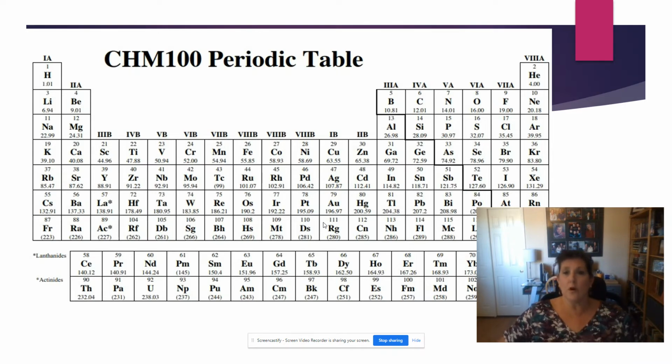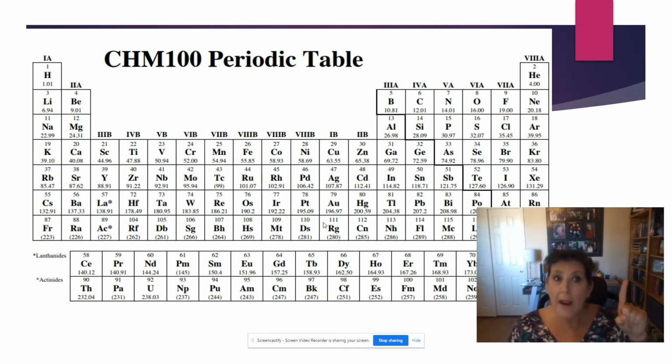Now, you may have learned that if you're touching the stair-steppy line, if you have a complete side against the stair-steppy line, you're actually a semi-metal, except for aluminum. Aluminum's just a metal, right? We make cans out of it. But B, Si, Ge, As, Sb, Te, those are semi-metals. All right, so now you know where the metals, the nonmetals, and the semi-metals are.